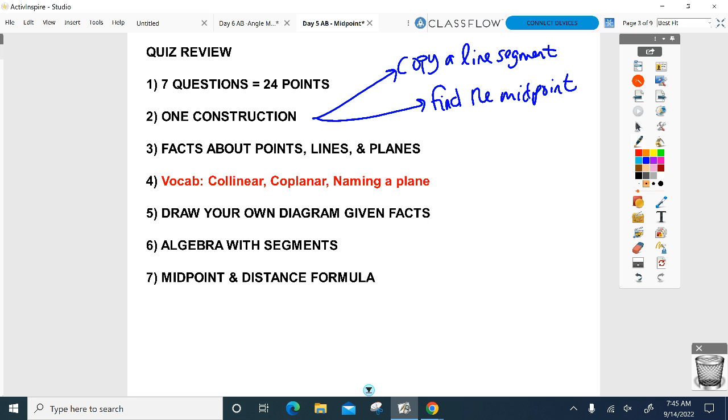Draw your own diagram given facts. We did one problem similar to that in your notes, way back in the day. Page 5, number 4 in your notes. I give you a list of requirements and you have to draw that diagram for me.